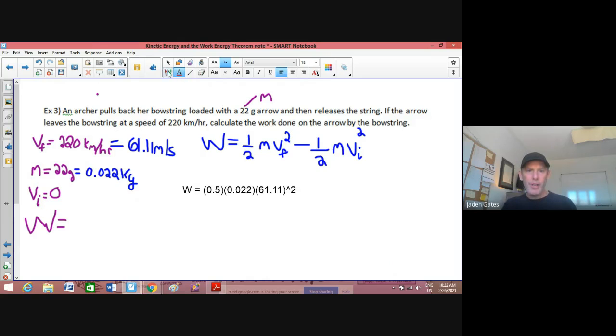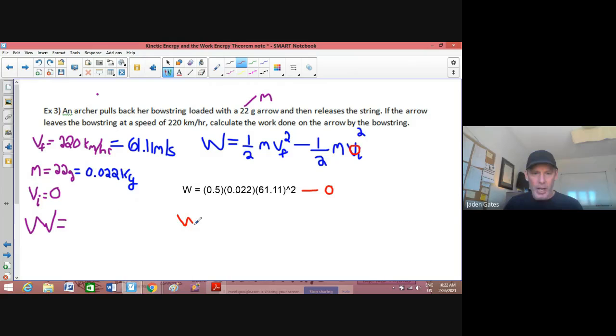So when I put a 0 in for my VI, 0 squared is 0. It doesn't matter what anything else is, because mass times 0 is 0, 1/2 times 0 is 0. This whole term is 0. Because the arrow was initially at rest, it had no kinetic energy. So all the work goes into making it move. So we didn't have an initial velocity.